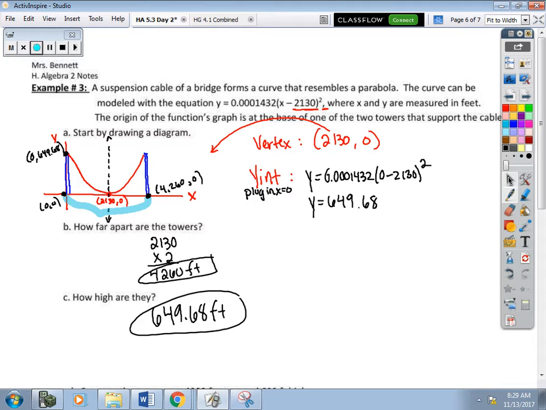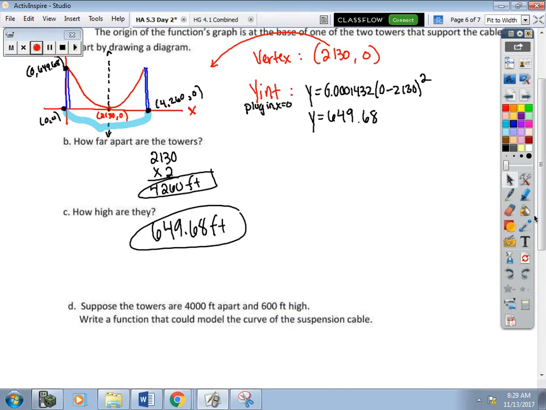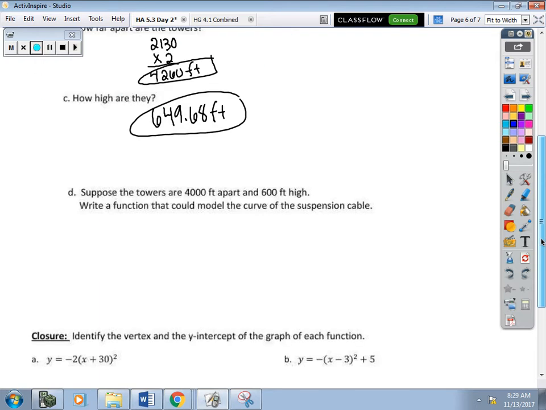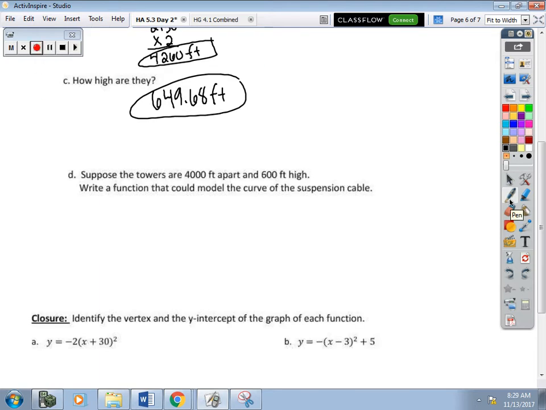All right, now the next problem is a little extension. It says, suppose the towers are, so same type of scenario, same equation. Oh no, we're going to write our own equation. Suppose we have two towers that are 4,000 feet apart and 600 feet high. Write a function that could model this curve of the suspension cable. So let's start with the picture again. Our x-axis and our y-axis. We'll have our two towers. And drawing them further apart might make it easier for you to see stuff in the picture.